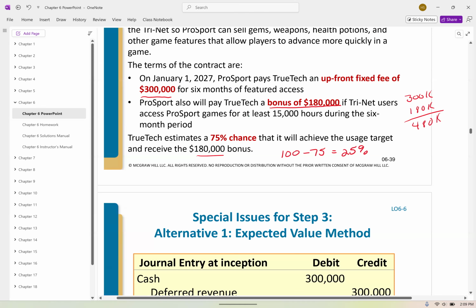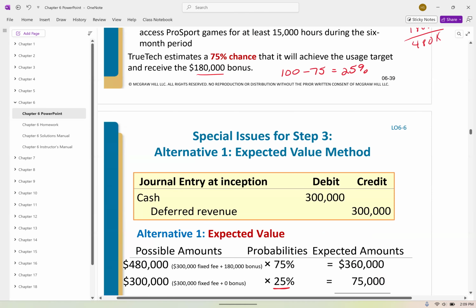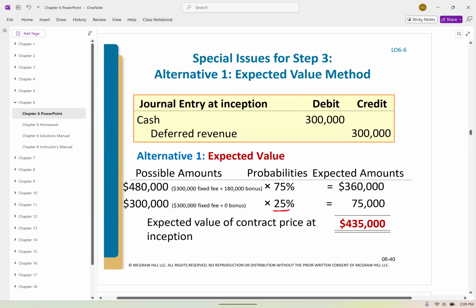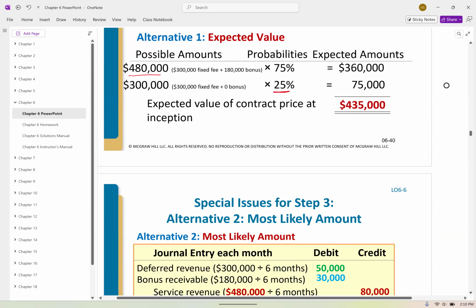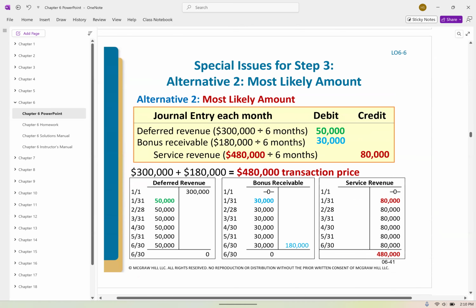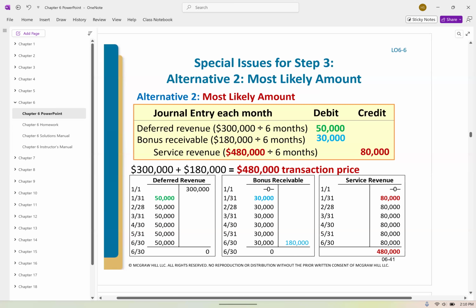They just assumed that you knew there was a 25% chance that they would not get the 300,000. So 75% times 480,000 gives us 360. Then 300,000 multiplied times 25% is 75. So our expected value on the contract price at the inception would be 438,000. Okay. Here we are going to use the most likely amount. Okay. Most likely amount was the 75% that we would get that.